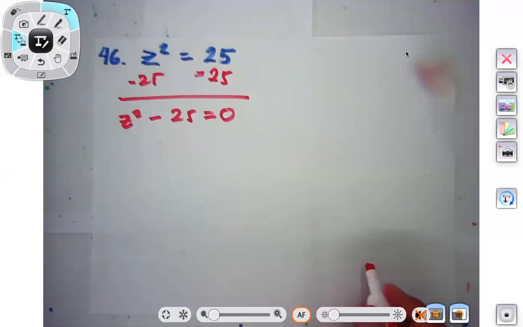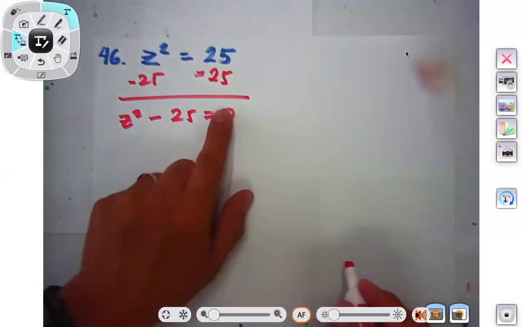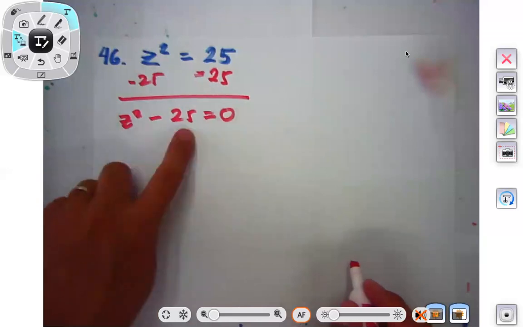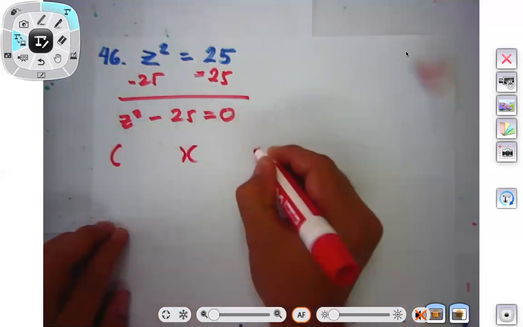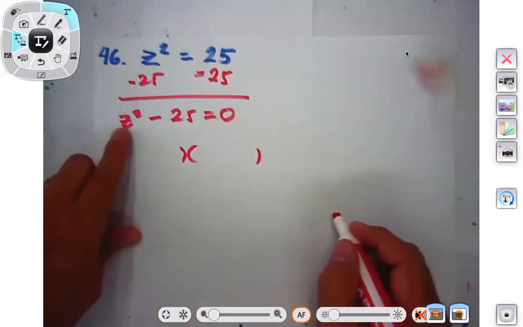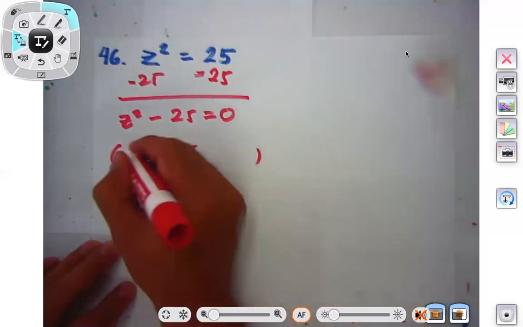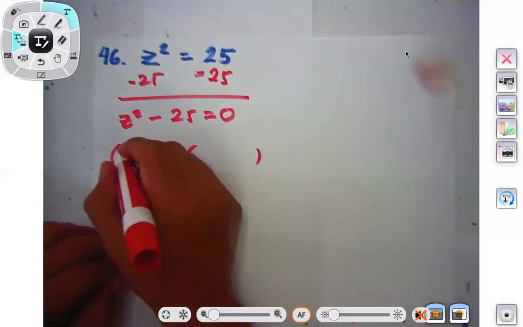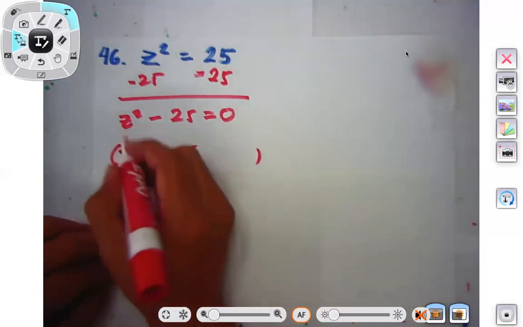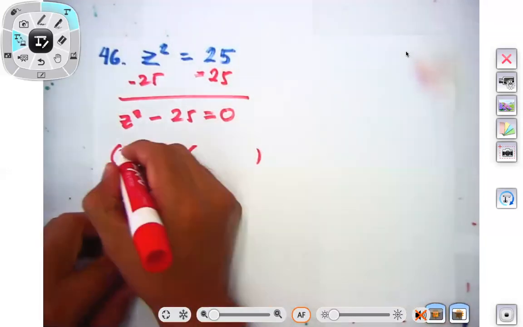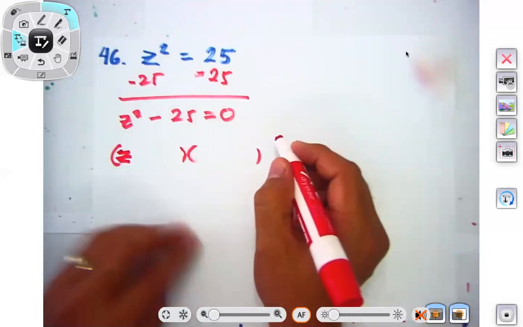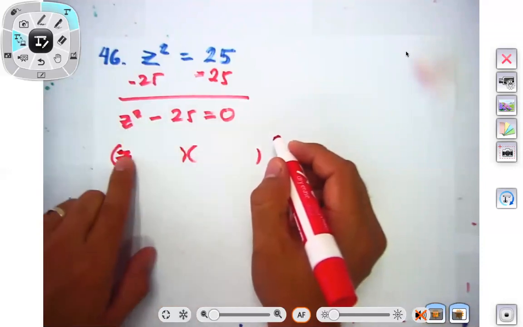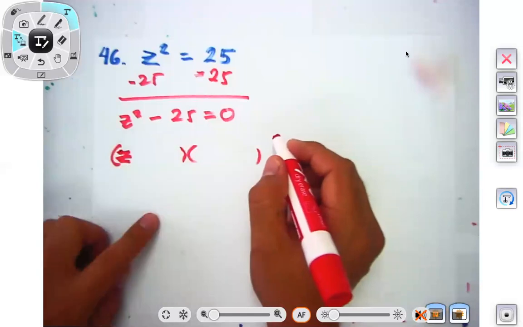Let's factor this. It's a difference of squares. That's section 5.2. You still remember how we factor a difference of squares? Well, we get the square root, right? Square root of z squared. We simply divide 2 by 2. We have z. 2 divided by 2 is 1. So the result now would be z raised to 1, or simply z.